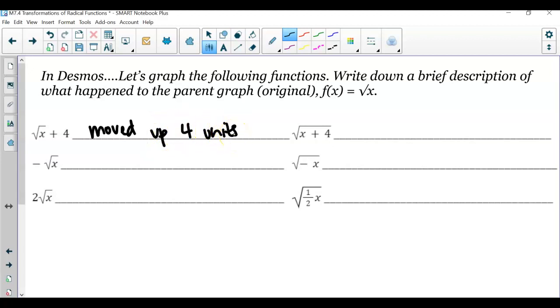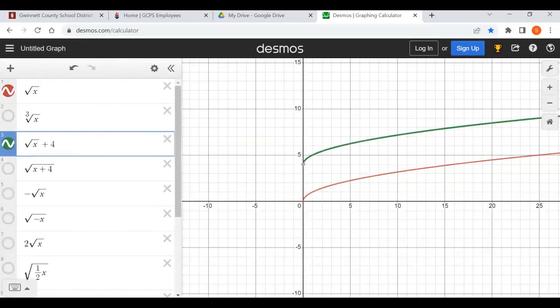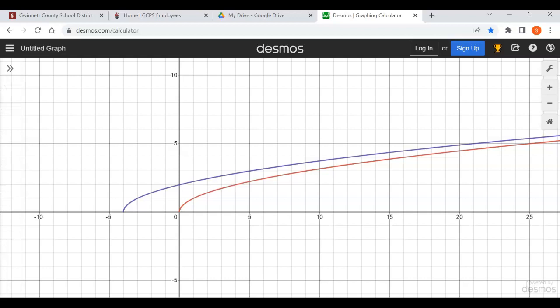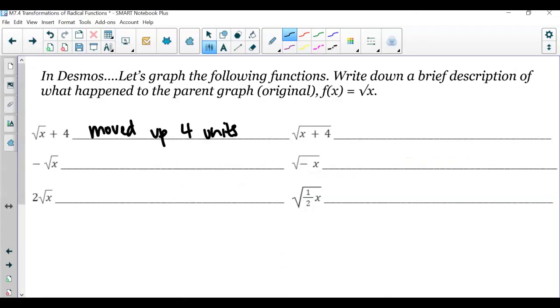Then the square root of x plus 4, but notice how that x plus 4 was on the inside. So let's see what happened here. Notice how it looks the exact same, but now it got moved 1, 2, 3, 4 units. See how it's at negative 4? 4 units to the left. So this is now moving 4 units, but now to the left. So keep that in mind.